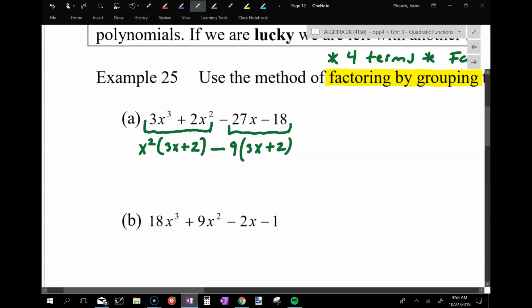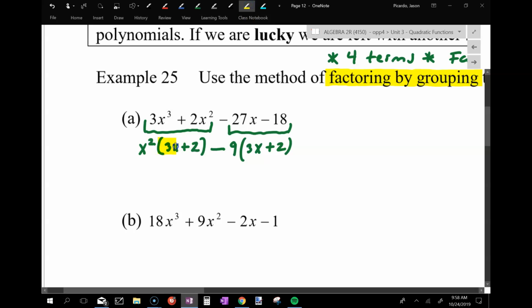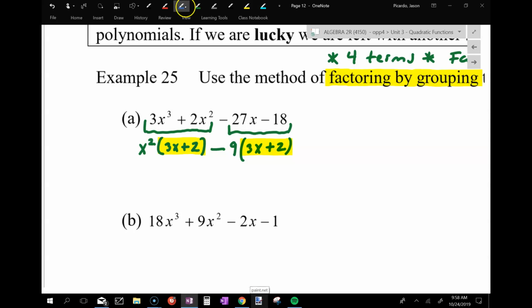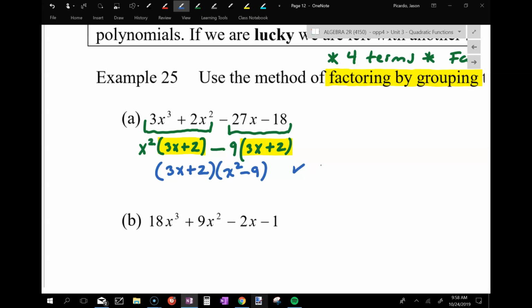And look at what I just did. Didn't I just create something like we did on the first page? Do those two sets of things share anything in common? They share a 3x plus 2. So we're going to take that out. And what's the stuff that didn't get highlighted? X squared minus 9. And that is factored.